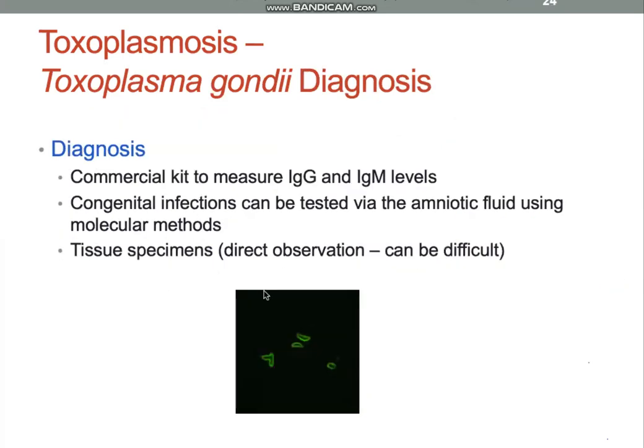Diagnosis: you can see the Toxoplasma gondii in the bloodstream, like a blood film, same as malaria. And they can also do it with immunoassay-based techniques.